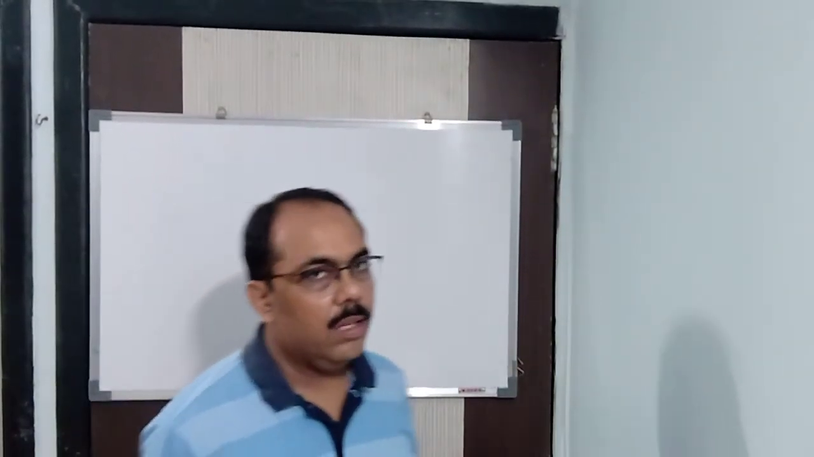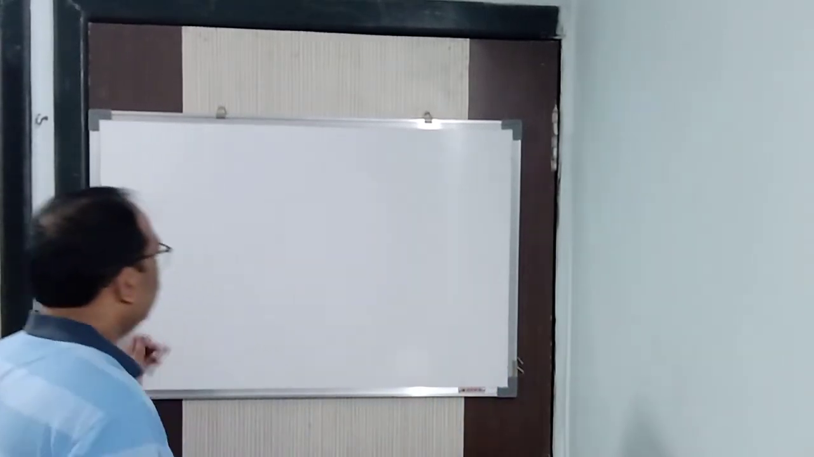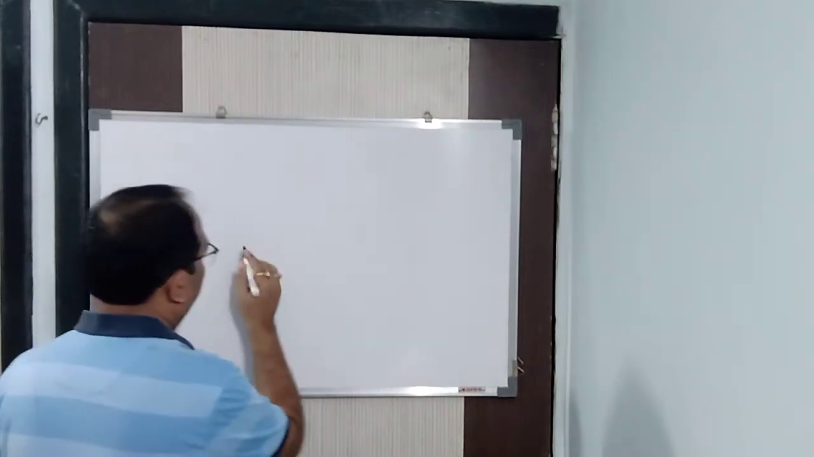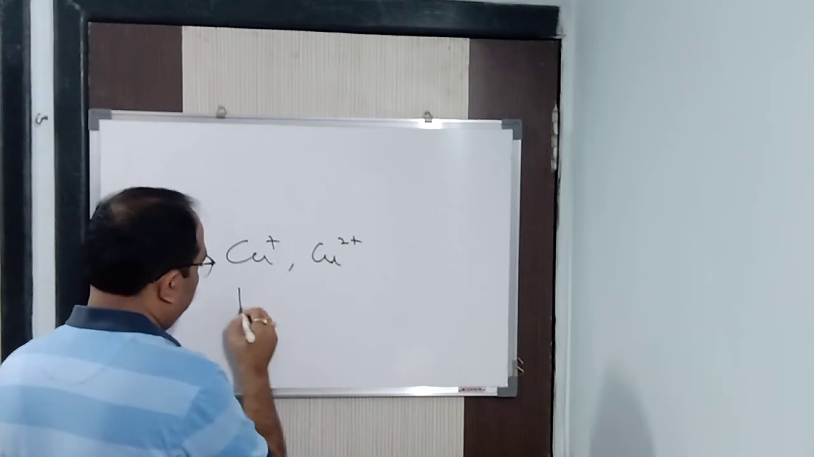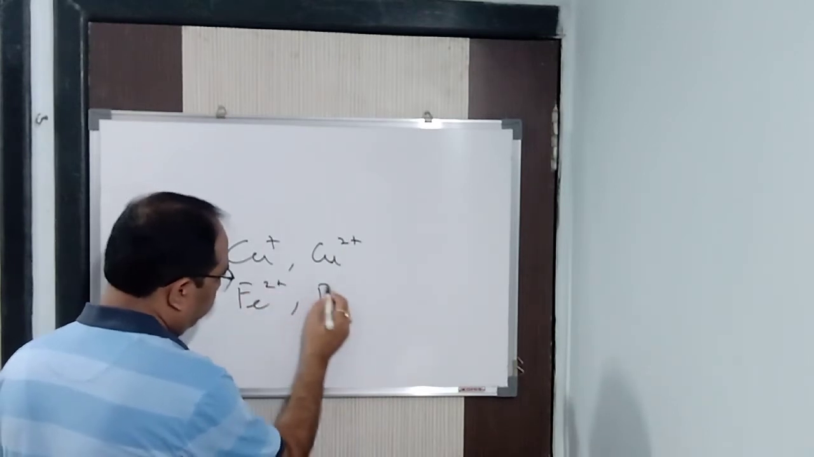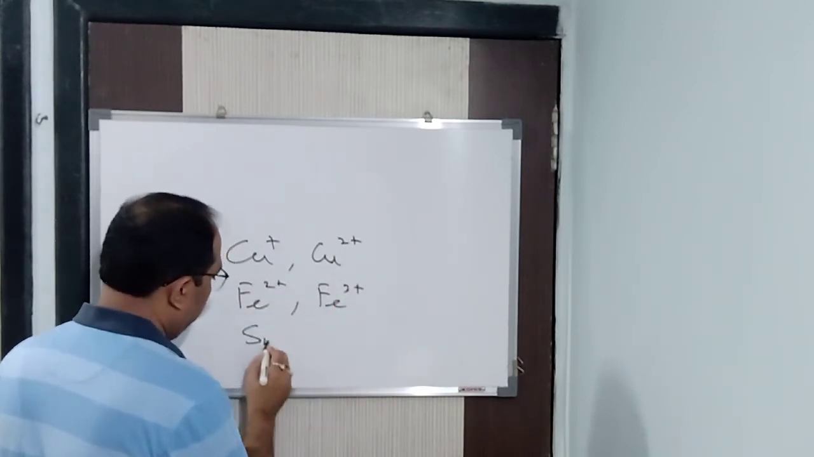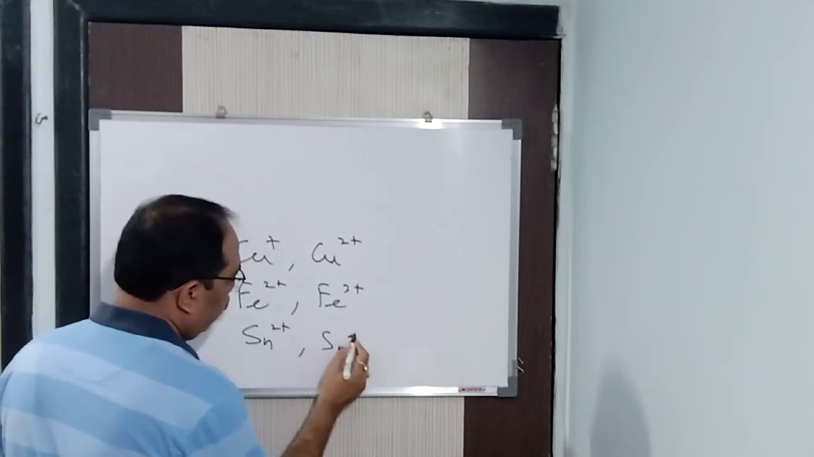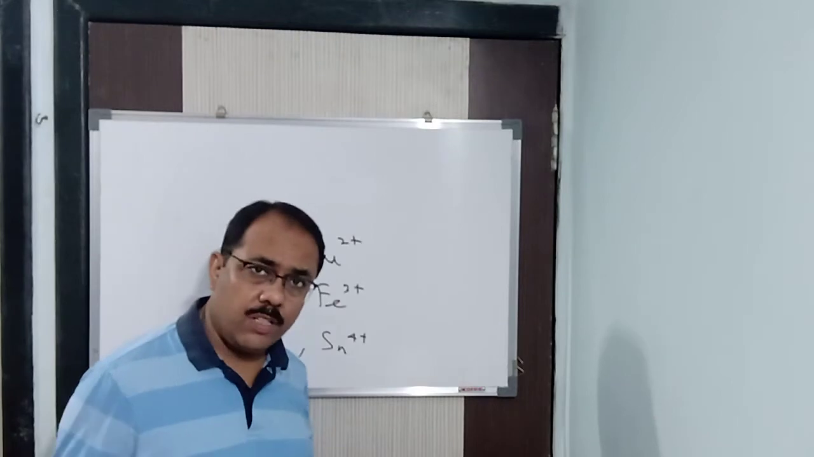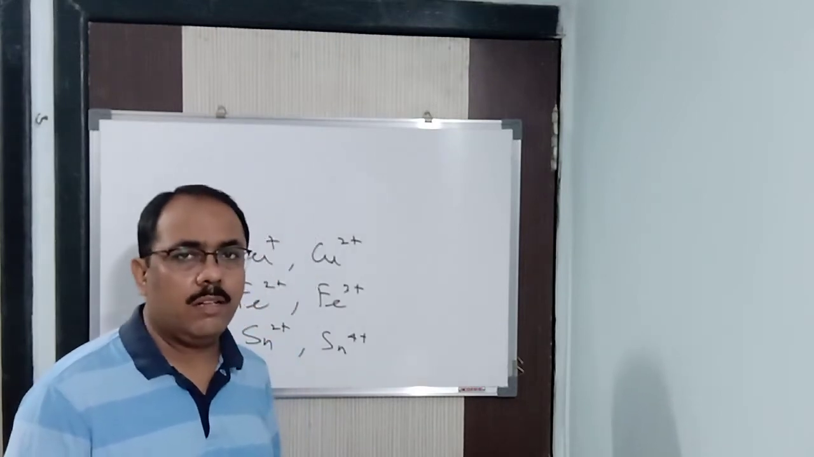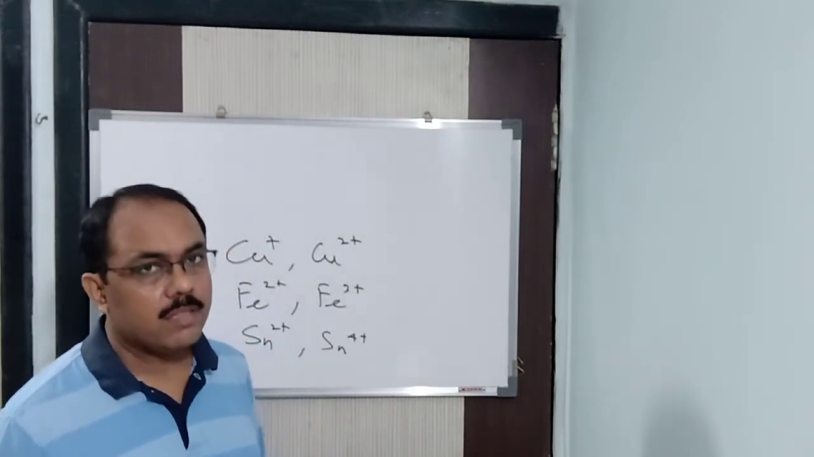Now next we will see, under electrovalency, we have variable electrovalency. Got it? Variable electrovalency means, for example, you know that there are many metals. For example, copper, we have Cu+, Cu2+, Fe2+, Fe3+, Sn2+, Sn4+. Similarly, Pb2+, Pb4+. Similarly, Pt2+, Pt4+. In this way, many metals have variable valencies.